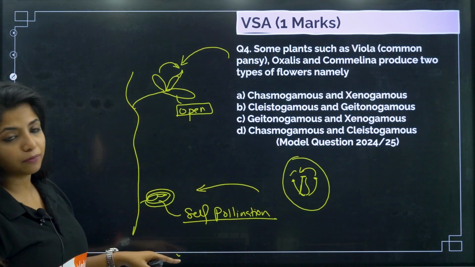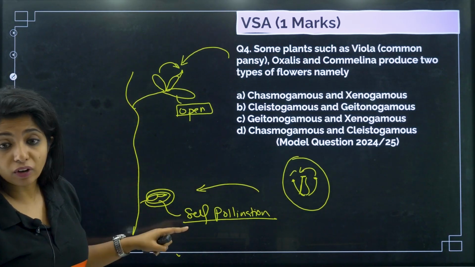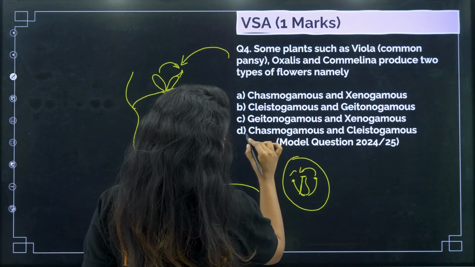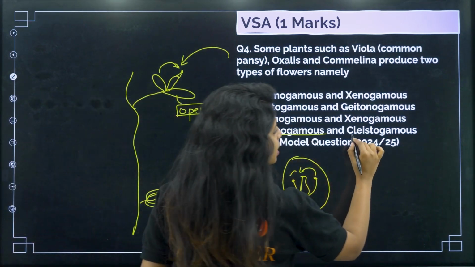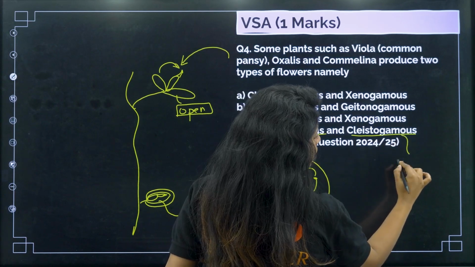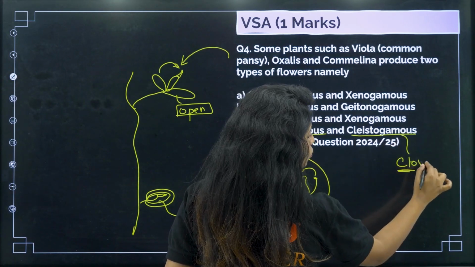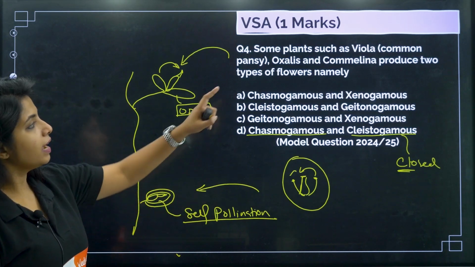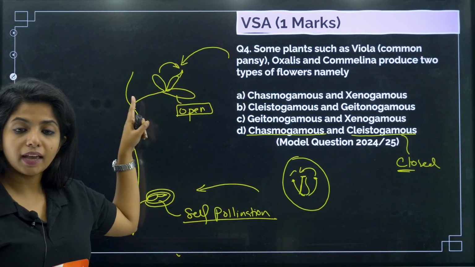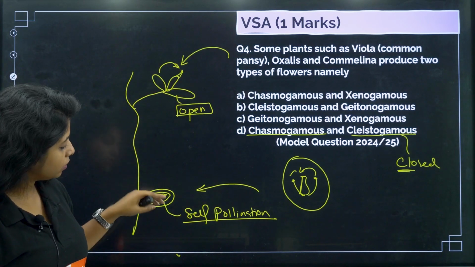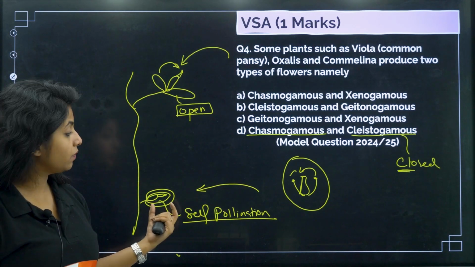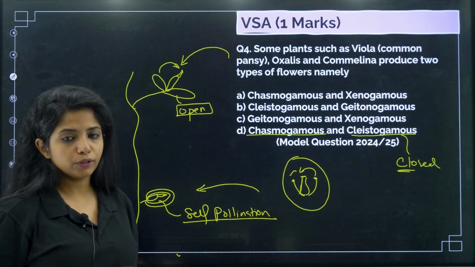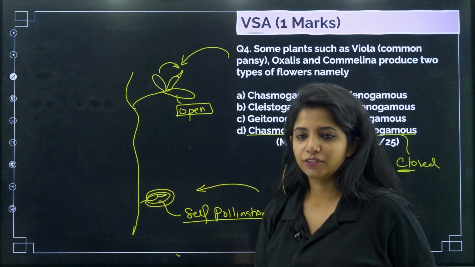So what are these types of flowers known as? The open one is known as chasmogamous. And the closed one is known as cleistogamous. How can you remember cleisto? Cleisto has Cl at the starting, so closed. And chasmo as in open. So Viola, Oxalis and Commelina, all of them have these two types of flowers. The lower ones would be cleistogamous and they will always do self pollination. They do not have an option. These guys can do self and cross pollination both. Cool. Chalo, next question.